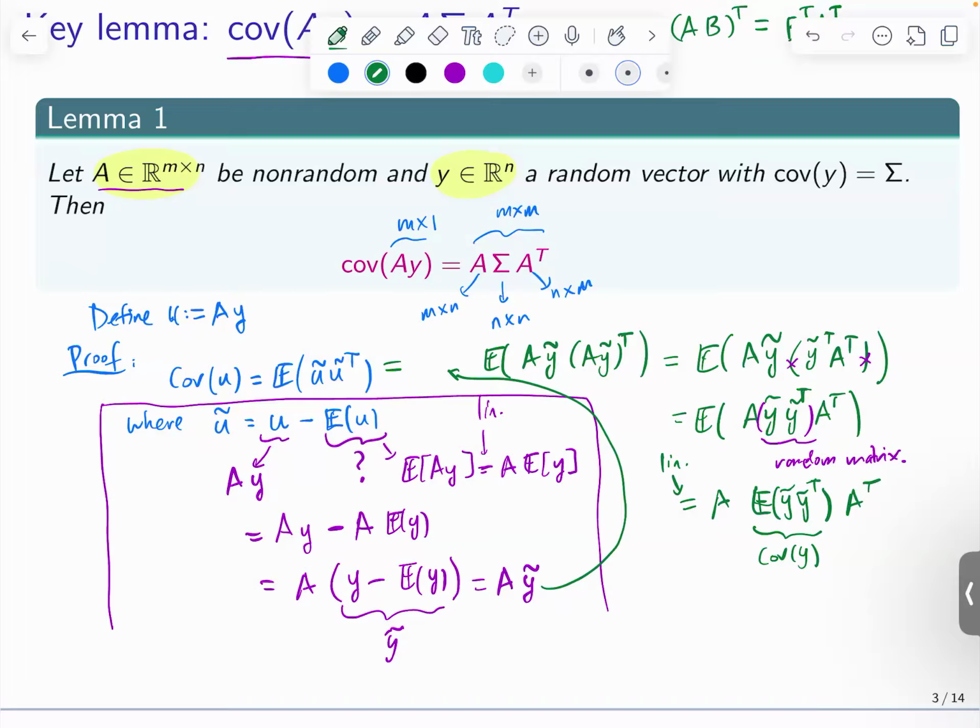So we use the linearity of expectation twice, once in figuring out the relation of the centered version of mu with Y, and then another time when we do the final calculation. It's just a consequence of properties of matrix multiplication and linearity of expectation.